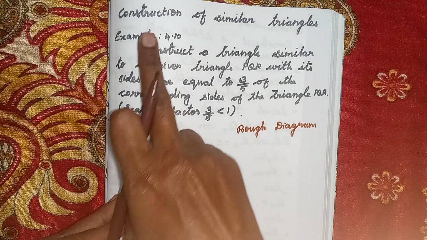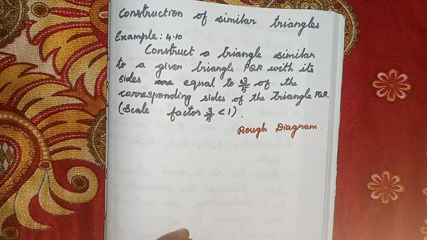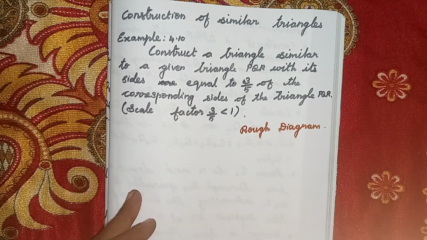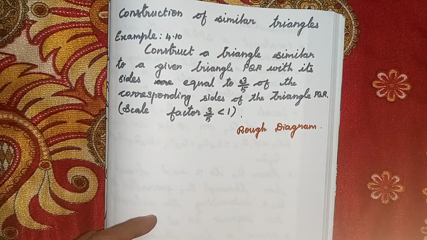Students, first question, example 4.10, I am going to explain. The question is, construct a triangle similar to a given triangle PQR with its sides equal to 3 by 5 of the corresponding sides of the triangle PQR.